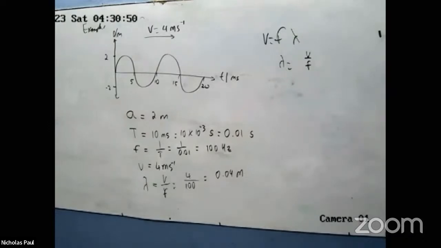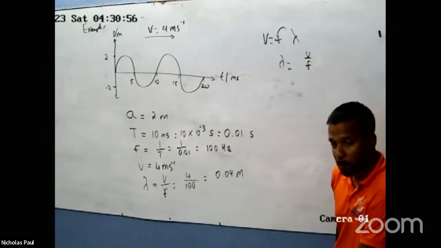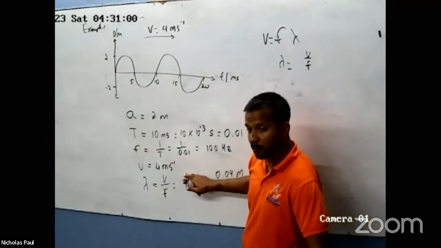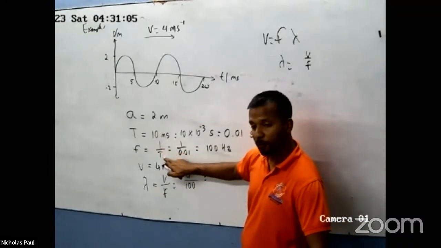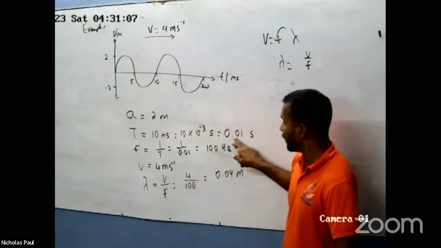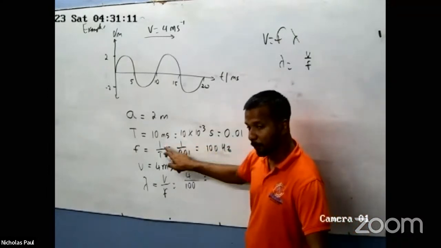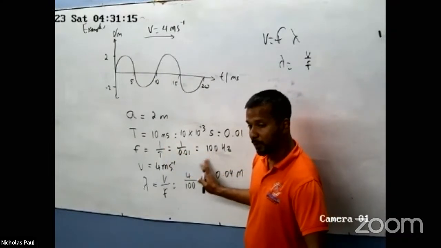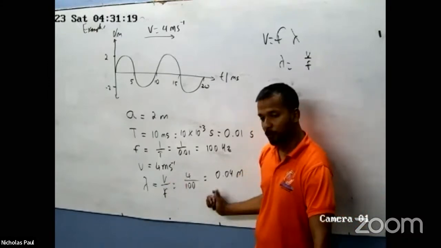Where do you get lost? Because I'm moving forward to the next one. After F. How do I get F? I use the formula for F. F is 1 over the period, and I found the period here. So I put 1 over that and I got 100. And once I figured out frequency and I know speed, I can work out wavelength.